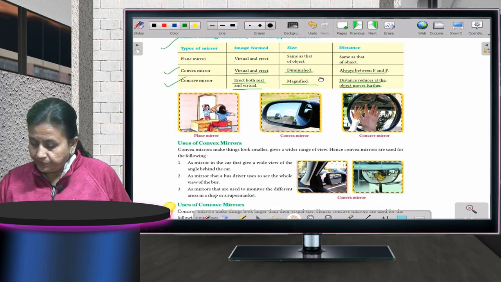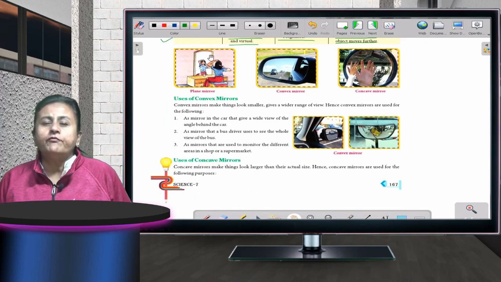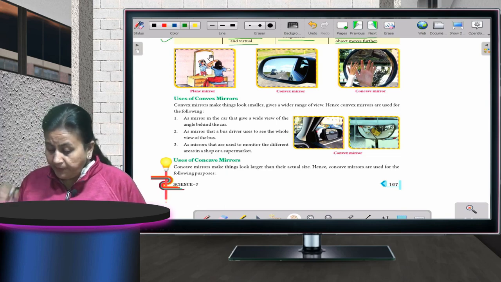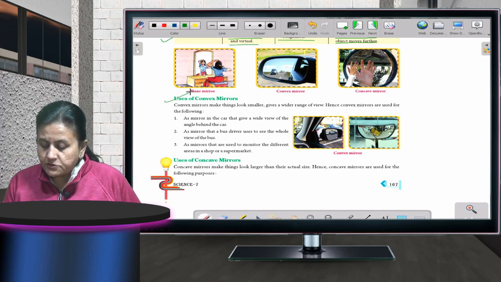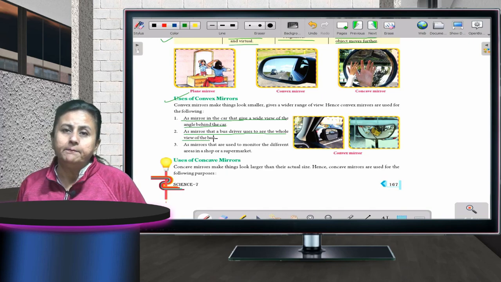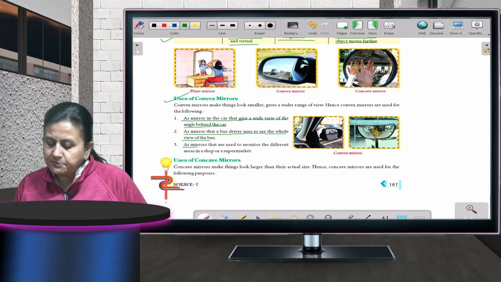Now, uses of convex mirror. Where are we using a convex mirror? Uses of convex mirror: as a mirror in the car that gives a wide view of the angle behind the car; as a mirror that a bus driver uses to see the whole view of the bus; then as mirrors that are used to monitor different areas in a shop or a supermarket.